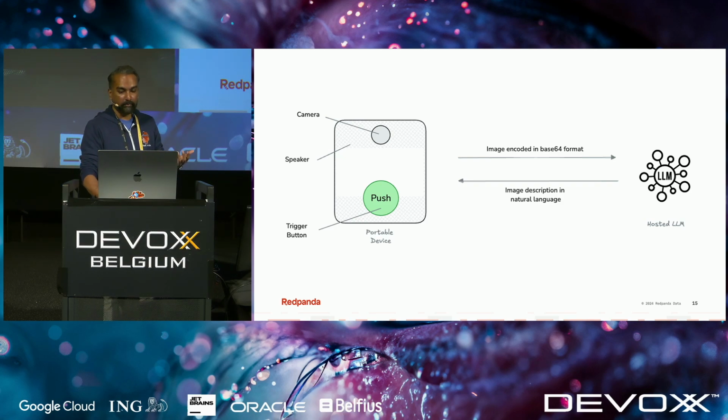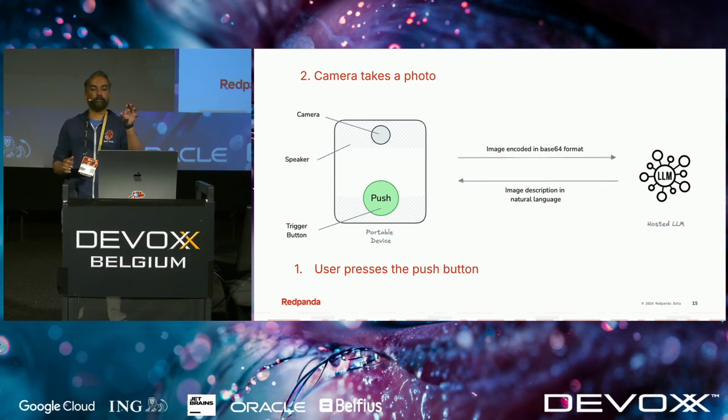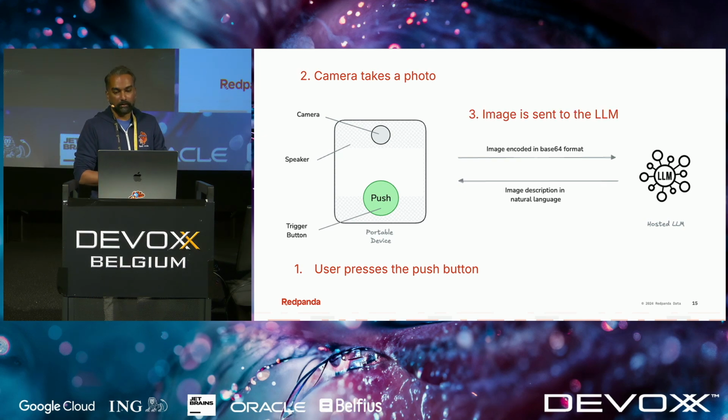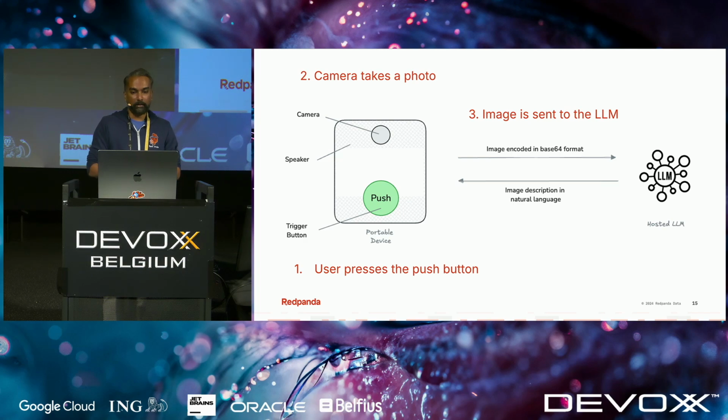This is how the sequence of events happens. When the user presses the push button, the camera takes a photo and saves it to the hard drive of the device. Then there's a software program running inside this device. I'll take you into that shortly. For now, just consider that this program can read this image and send it to the LLM. This happens over the internet.